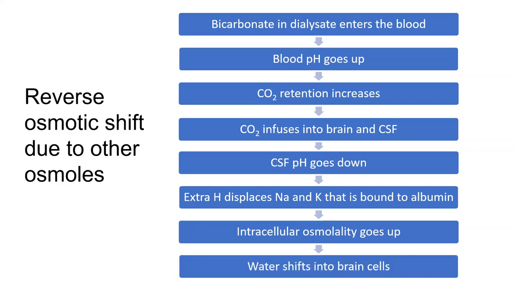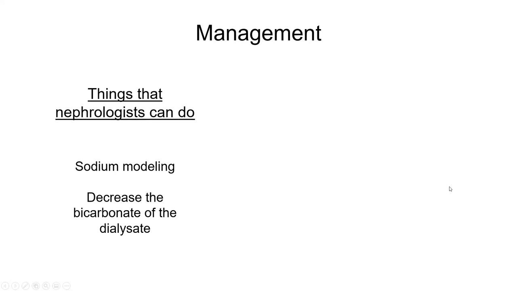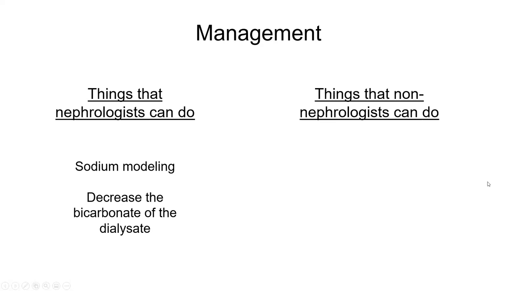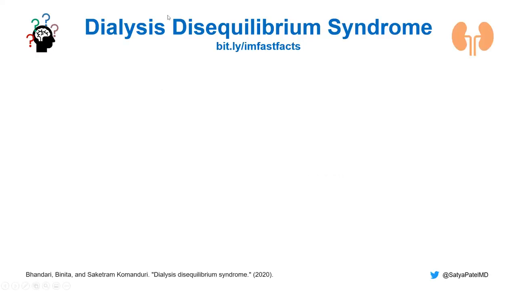You don't have to memorize this. This slide serves as a reference for the future if you're wondering what the pathophys was. For management, I'm going to break down things that nephrologists can do. They can do something called sodium modeling, where they change the sodium concentration during dialysis, so that affects the osmolality. Or you can decrease the bicarbonate in the dialysate. Things that we can do: we can give mannitol or hypertonic saline. The idea here is that you want to rapidly raise the plasma osmolality because this entire syndrome happened because you dropped it too much. So let's go over all this again.